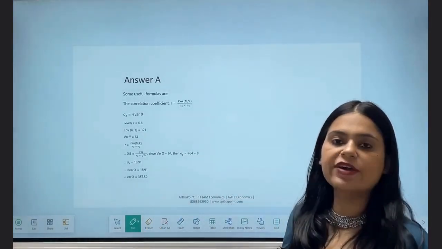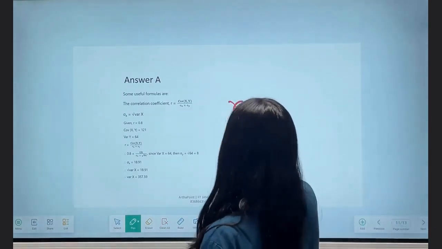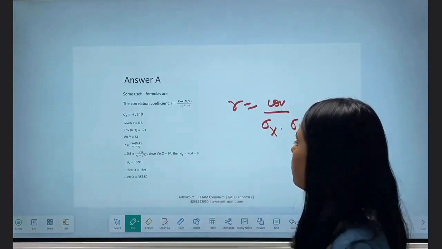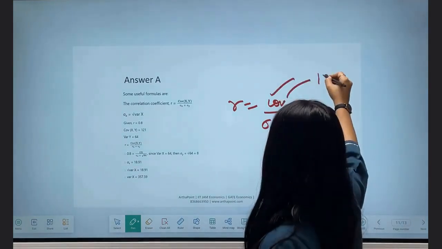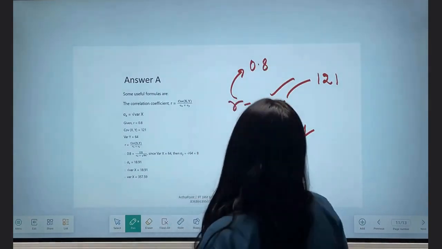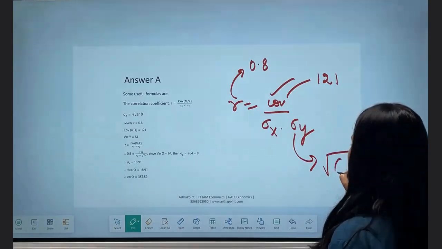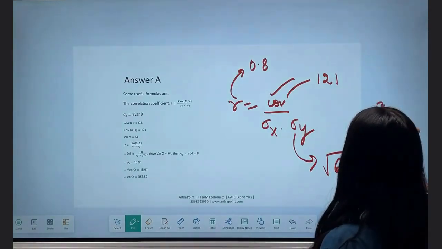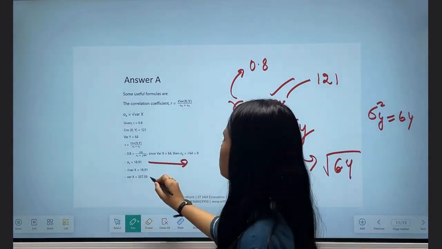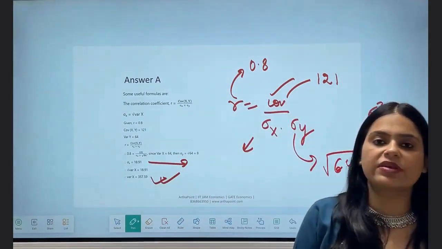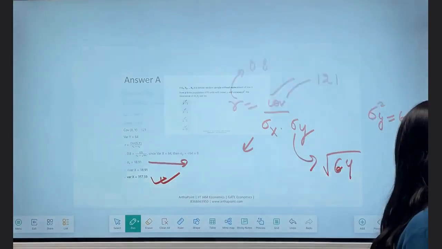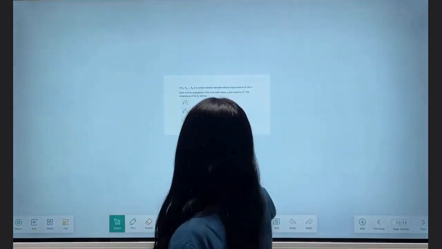Okay बेटा? Try to see this. So correlation coefficient formula is R is equal to covariance by sigma x into sigma y. Covariance is given to you as 121. R is given to you as 0.8. Sigma y है under root of 64 because sigma square y 64 दिया हुआ है. Sigma x हमने निकाल लिया and इसको जब square करेंगे so you will get 357.59. Okay, look into the next question बेटा.